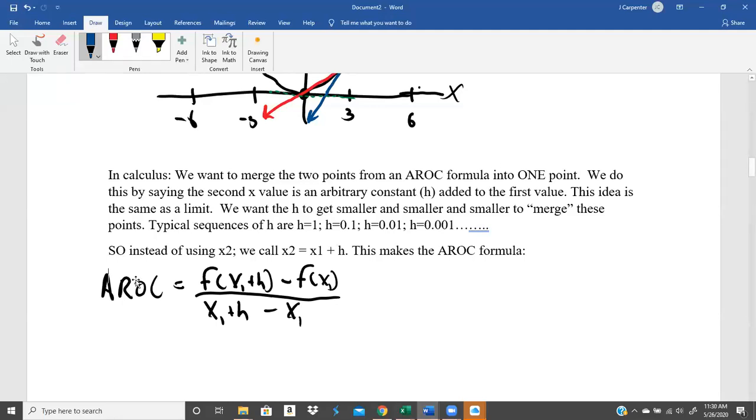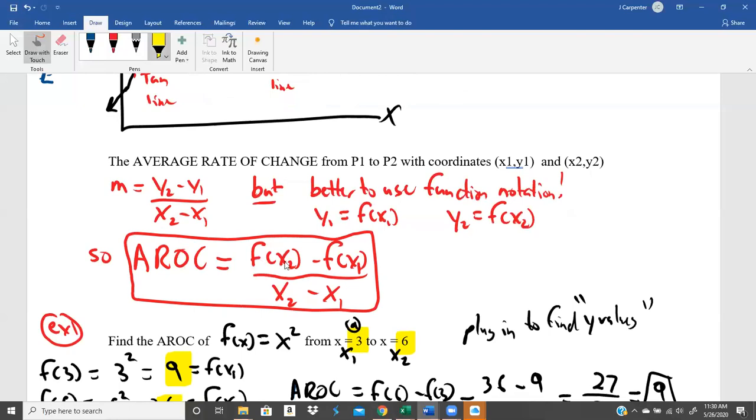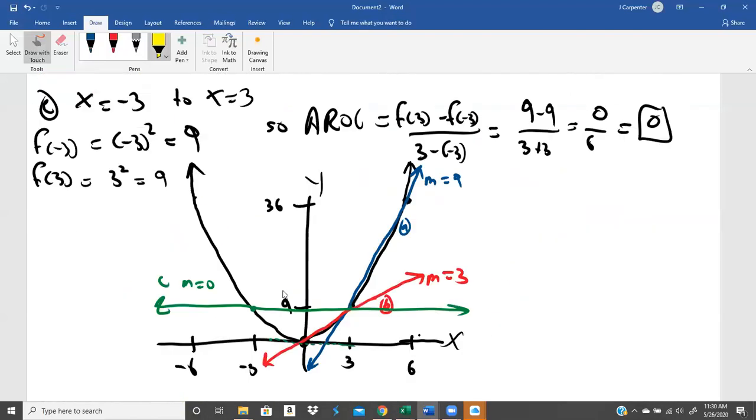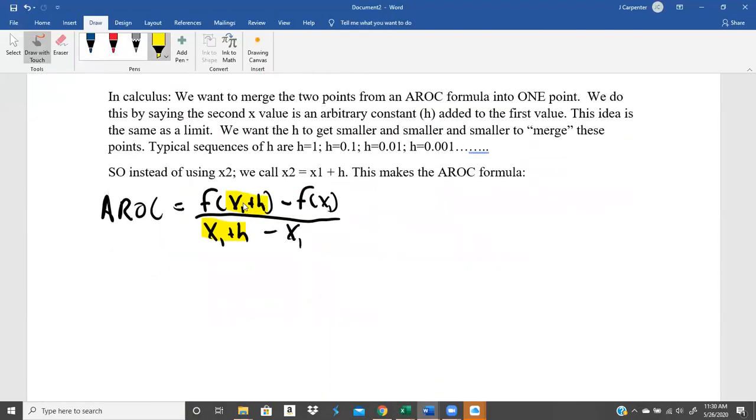I'm going to scroll up real quick to show you the comparison here. The two things that I'm highlighting, these used to say x2. See right here, f of x2 and then x2. But we just said we're going to make x2 the first one plus that arbitrary h. So h is just a small number. It doesn't have to be small. It can be 1,000 or 1,000,000, but because we're trying to merge the points, the idea is we want it to be small. But arbitrary because it could be 1, 0.1, 0.01, 0.05. It doesn't have to be 0.01 or 0.0001 or anything like that.